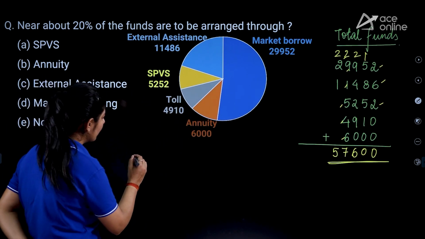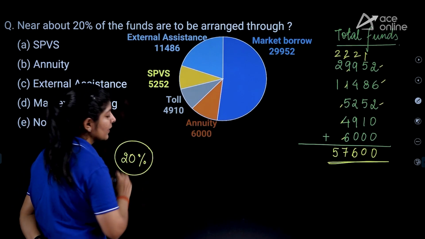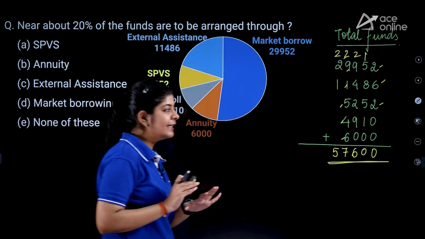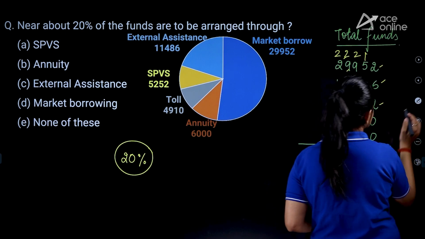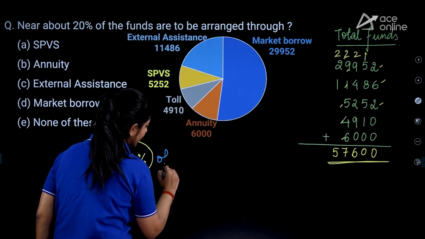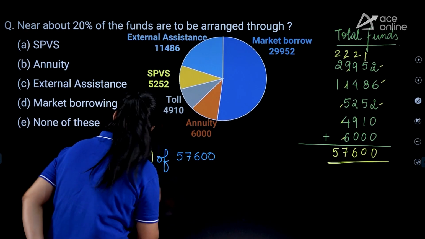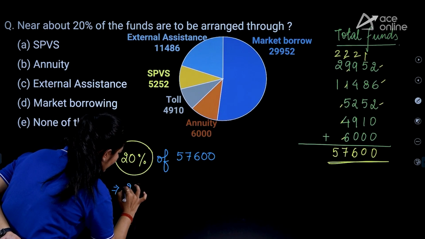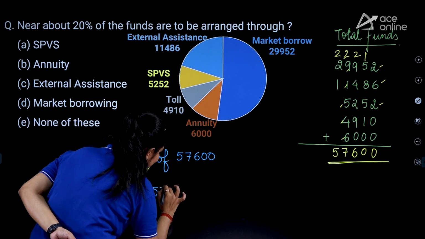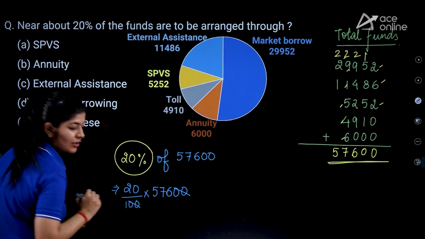The total fund is 57,600 crores, but we only need to find the 20% of that, so that we can easily determine from where we are getting nearly 20% of the funds. For that, we are going to calculate 20% of 57600. So we can write it as 20 by 100 into 57600. These two zeros and these two zeros are eliminated.